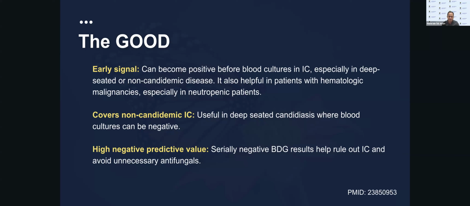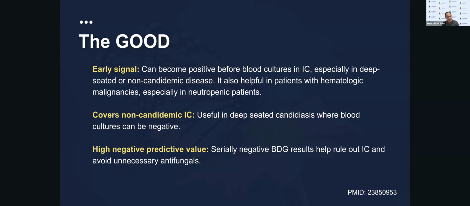So BDG can help detect IC in this patient, especially in hematological malignancy and neutropenic patients. It also covers non-candidemic IC, as I said, useful in deep-seated candidiasis, and it has a high negative predictive value, meaning that if you have a negative BDG result, especially serially, it can help rule out IC and avoid unnecessary antifungals in our patients.